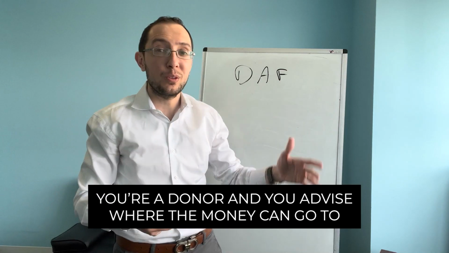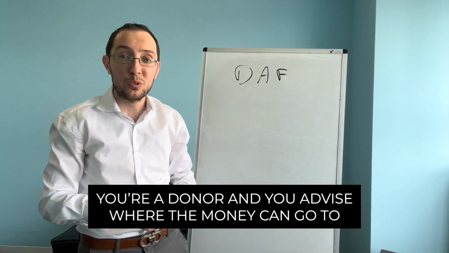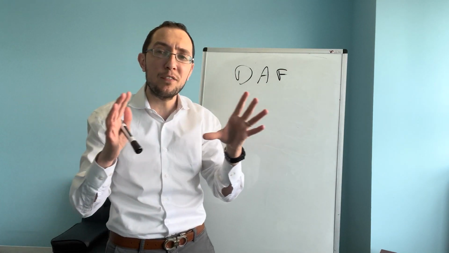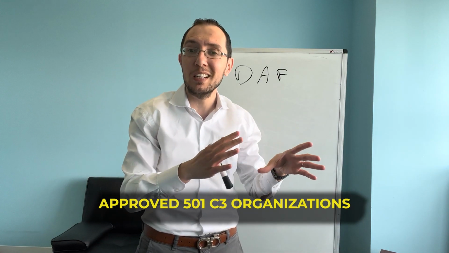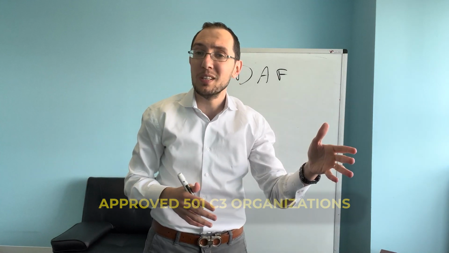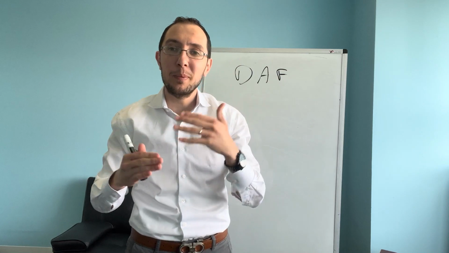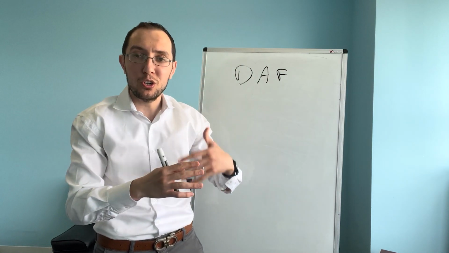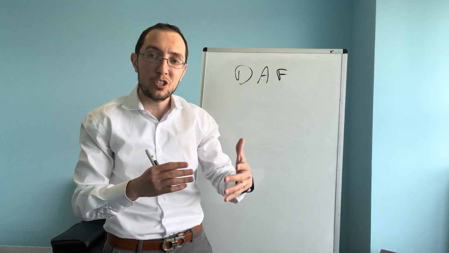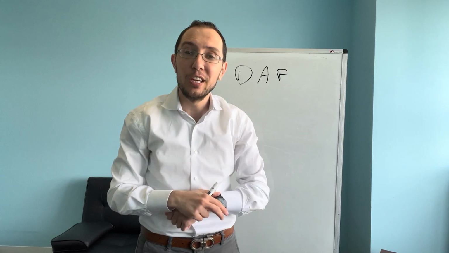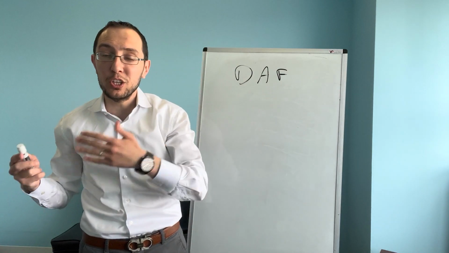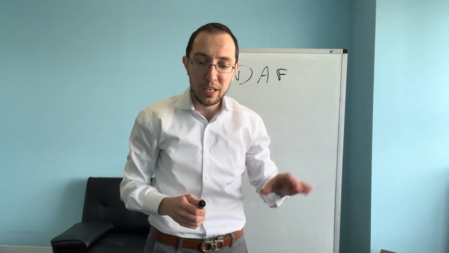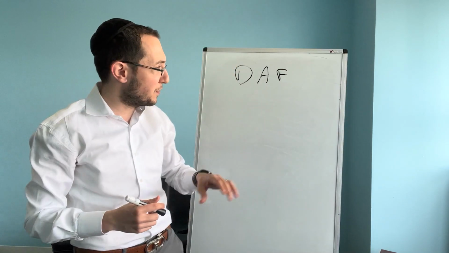You're a donor and you advise what the money can go to. And the money can go into any approved 501(c)(3) charitable organization. 501(c)(3) is a status given by the IRS to either a church or synagogue or a nonprofit organization to be able to receive charitable donations, so that you can get a write-off for that. So that really is what a donor advised fund is.